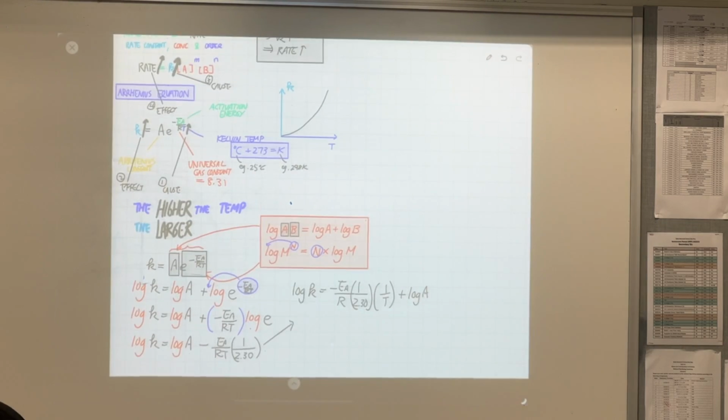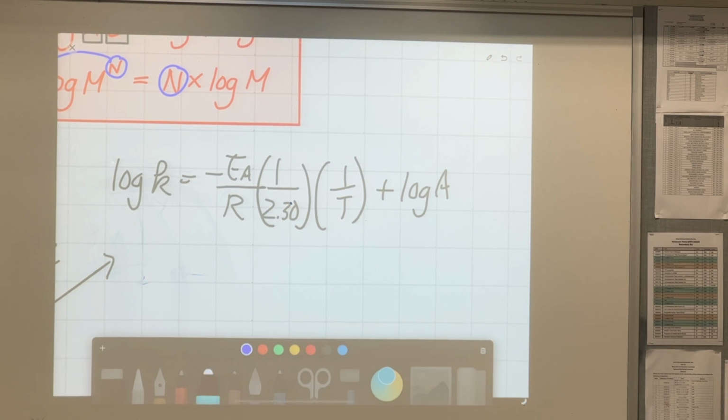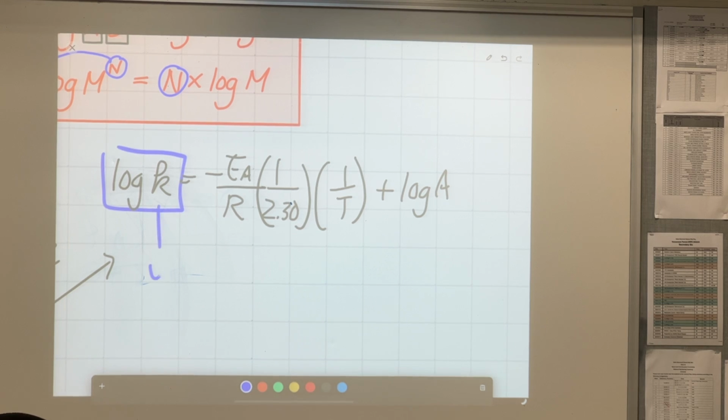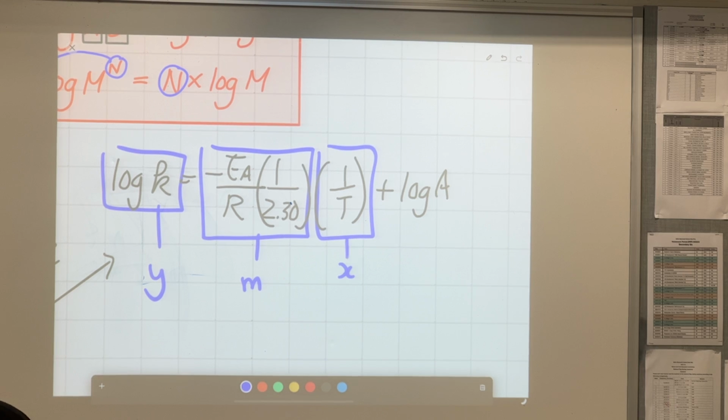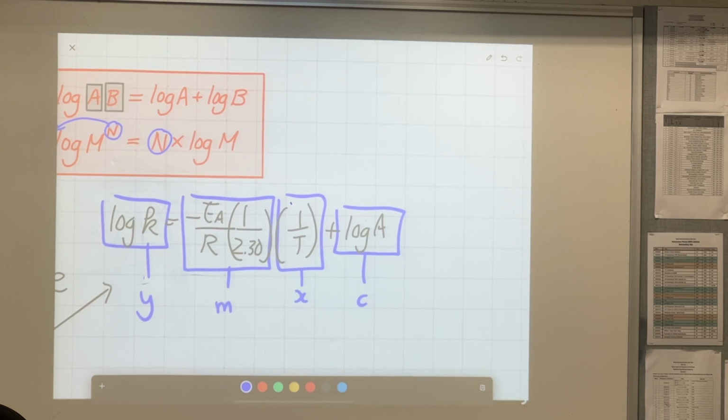This equation may not mean anything to you yet, but trust me, it looks like what you have learned in math class. It's y equals mx plus c. So what is the shape of this? Straight line. Yes, it's a straight line. So if this all looks very scary, don't worry, the nightmare is over. You can put this down as your straight line: log k equals negative Ea over R times 1 over 2.3 times 1 over T plus log A.